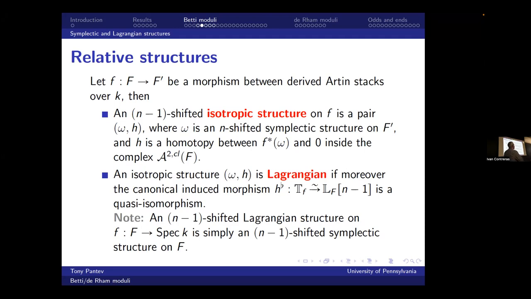And one amazing thing about this shifted story is that it introduces a lot of flexibility. In particular, it blurs completely the distinction between symplectic and Lagrangian structures. So you can build the whole theory only with something called Lagrangian structures without mentioning symplectic structures at all, and extract the symplectic structures as a corollary, or you could do symplectic structures and then compatible structures, which are the Lagrangians. But in particular, an n minus one shifted Lagrangian structure on a map to a point is just an n minus one shifted symplectic structure on the source. So they're really indistinguishable, morally indistinguishable in this world.